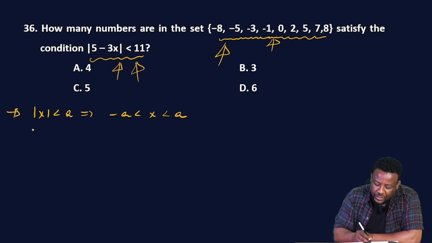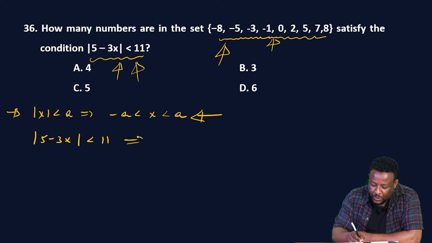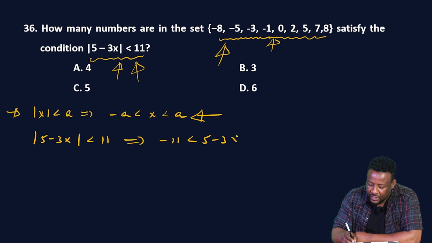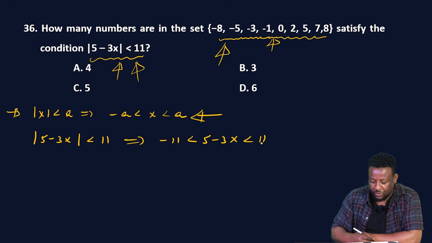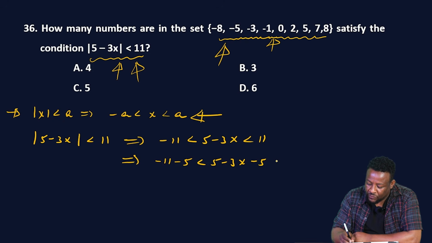So እዚህ ጋር ምንድነው የተሰጠን? absolute value of 5 minus 3x is less than 11 የሚል ነገር ተሰጥቶናል. Okay, so based on the rule that we have here, this implies minus 11 less than 5 minus 3x. This is less than 11 ማለት ነው. Okay, so adding or subtracting both sides, we can have minus 11 minus 5 less than 5 minus 3x minus 5 less than 11 minus 5 ማለት ነው.